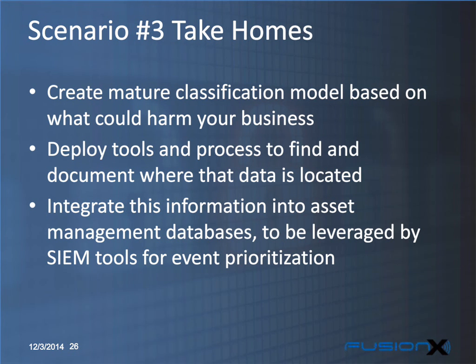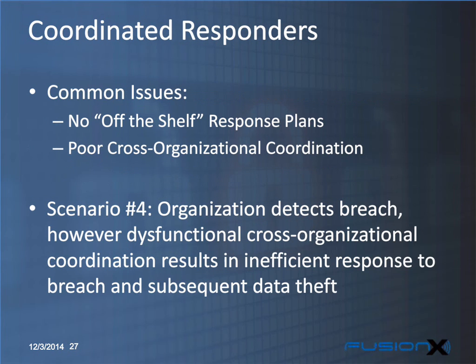So, scenario 3 take-homes: need to create mature classification models based on what could really harm your business. Deploy tools and processes to find and document where that data is located. There are some great tools out there for data mining file servers. One of the newer tools I've seen is Nuix, which I've been pretty impressed with for doing that. And then integrate this information back into asset management databases, which is the previous topic we discussed.